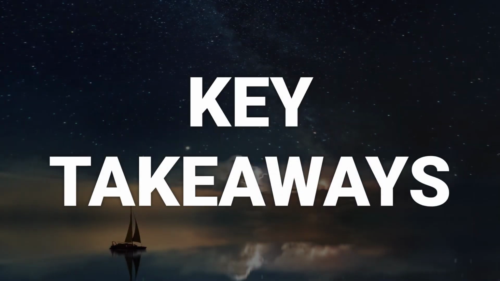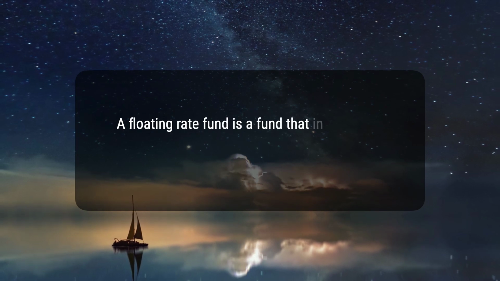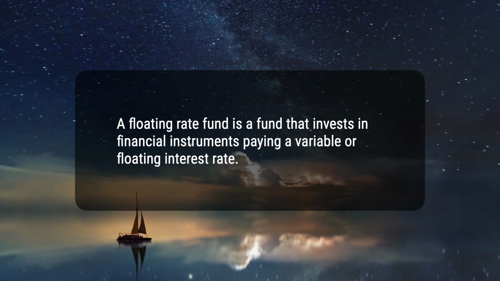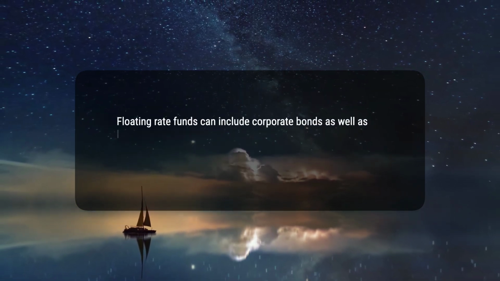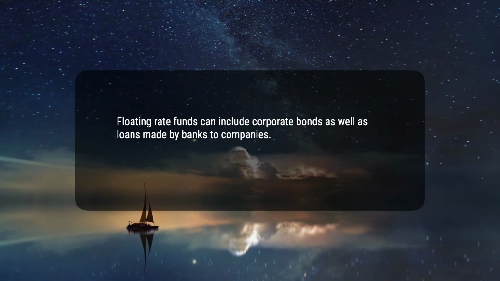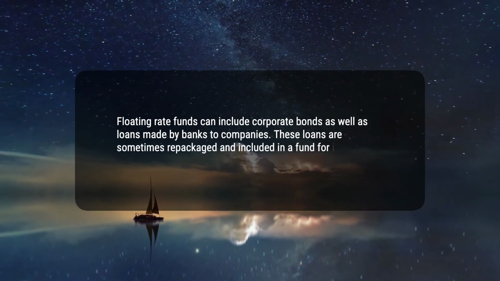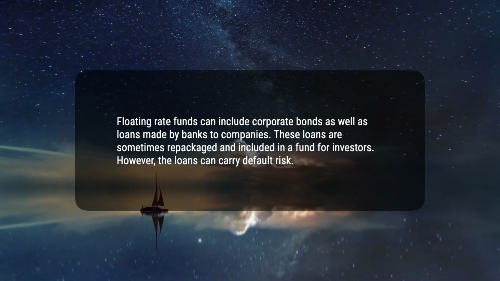Here are 3 key takeaways. 1. A floating rate fund is a fund that invests in financial instruments paying a variable or floating interest rate. 2. Floating rate funds can include corporate bonds as well as loans made by banks to companies. These loans are sometimes repackaged and included in a fund for investors. However, the loans can carry default risk.